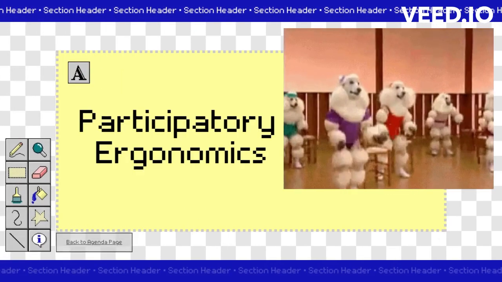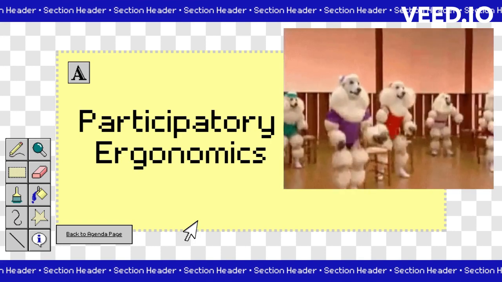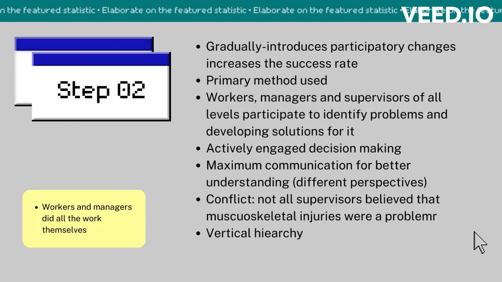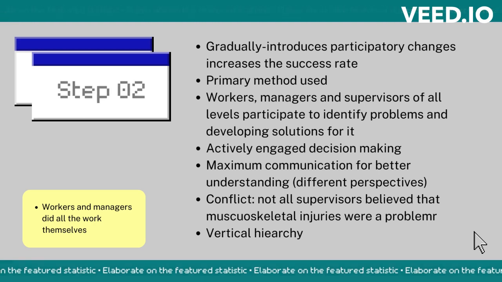Step 2, Participatory Ergonomics. From the title, we can guess that it involves participation. But participation of what? Of course, the other individuals or the environment involved. Everyone in the organization participates to identify and reduce the problem faced. As the saying goes, teamwork makes the dream work. Together the workers and managers devise ways to rule out the issue.